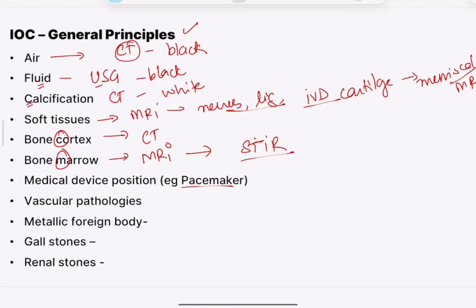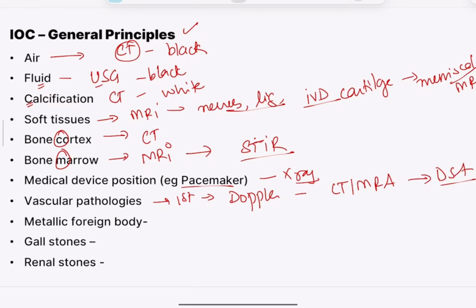Central line, endotracheal tube, for that we do X-ray, which is easily available and quick. Vascular pathologies, first investigation, screening investigation is Doppler, then you go for CT or MR angio, and then the invasive one, which is DSA.